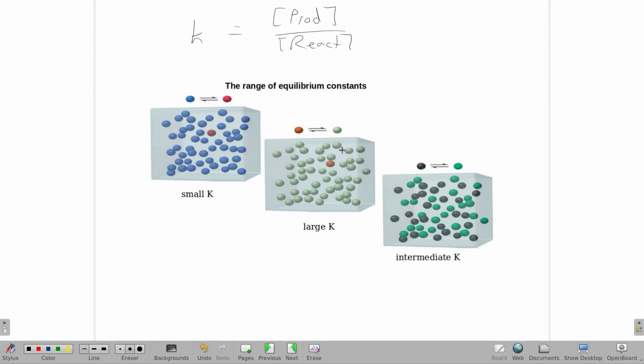The large K means the exact opposite. The products are more, so we have a lot more products. And intermediate, right around 1, if the K is close to 1, that really does mean that the ratio of the products to reactants is about equal to one another. Now, these are never negative numbers. These are always just larger than 1 or smaller than 1.